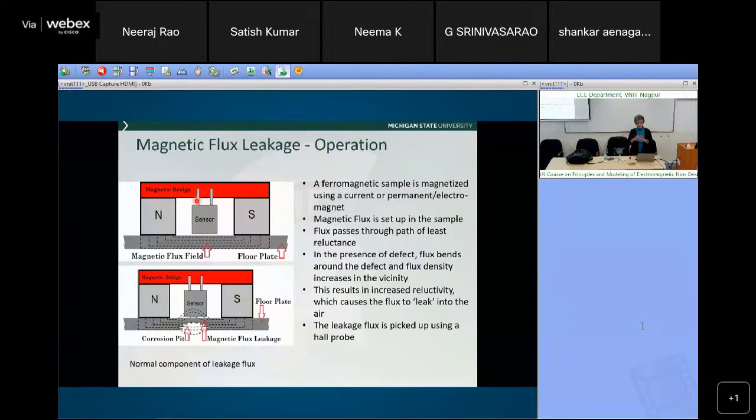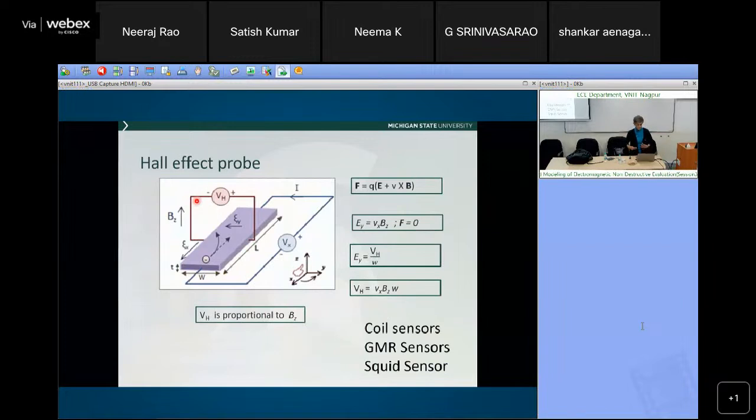And then you can pick up that leakage field. It's a very local field. You can pick it up using a sensor, like a Hall sensor. And Hall effect probes, basically, the Hall effect, I think we all know what that is. Yes, this is only for ferromagnetic materials. It will not work for anything else.